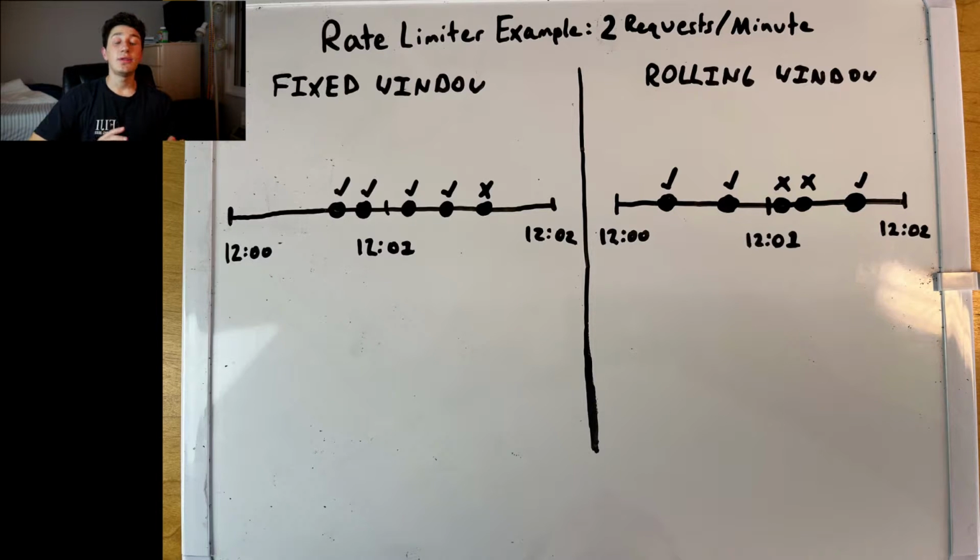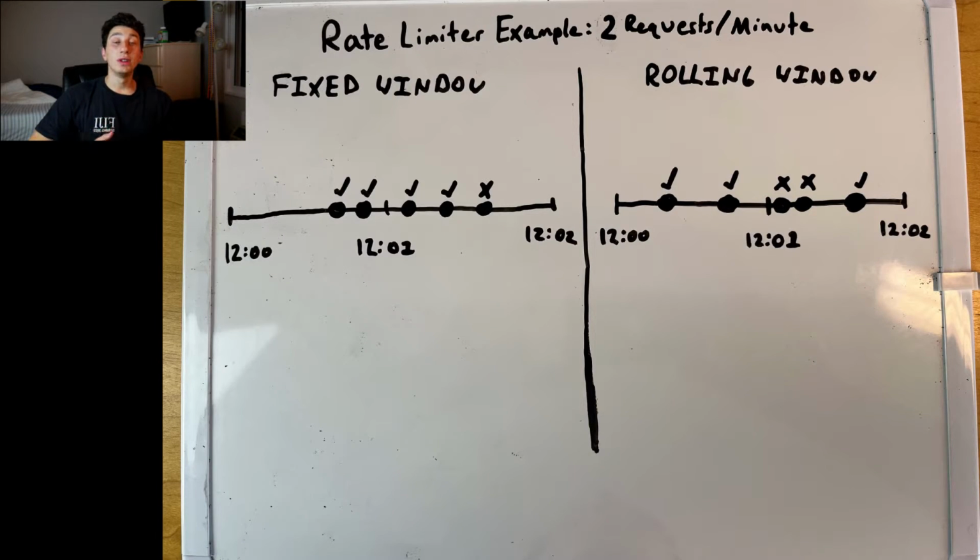But even if I were to make 3 requests at 12 o'clock and 59 seconds, I could then still make 3 more requests at 12:01 and 1 second. Even though I would technically be making 6 requests in a 2-second span, because they're outside of that same fixed window, which are the exact minute intervals, it doesn't matter. So that's what a fixed window implementation of a rate limiter would be.